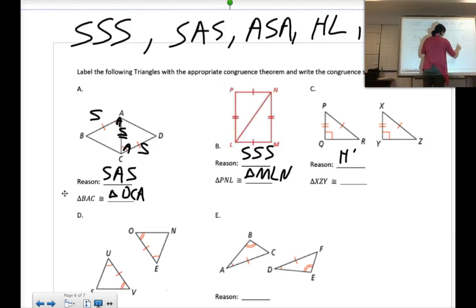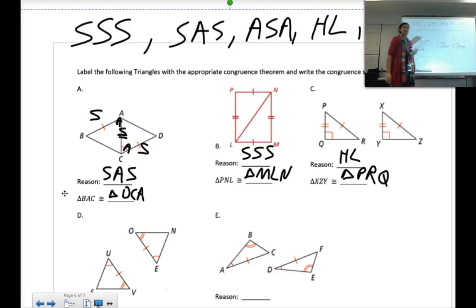How about the next one? HL. Very good. Hypotenuse leg. It was not ASS. Hypotenuse leg. And PRQ. Everybody good? Are you sure? All right. Let's do the last two.